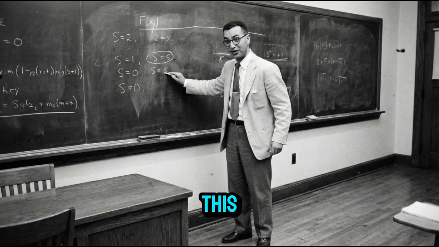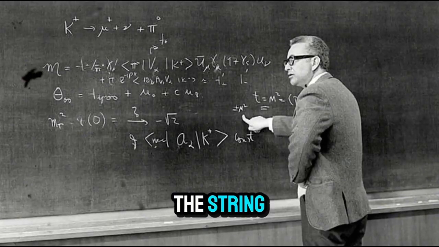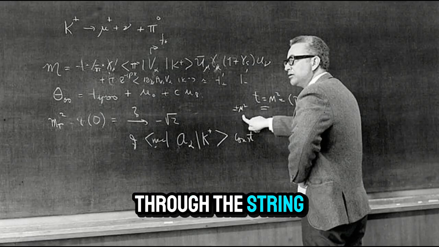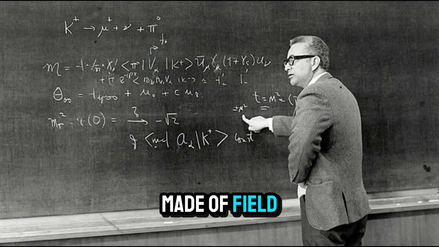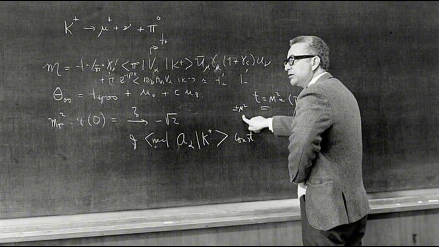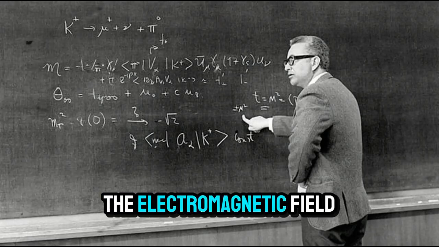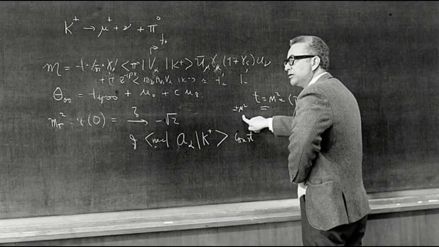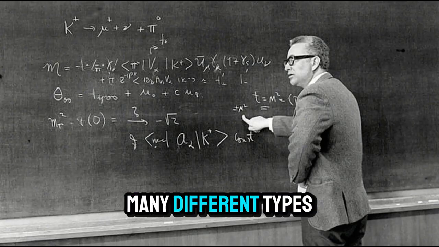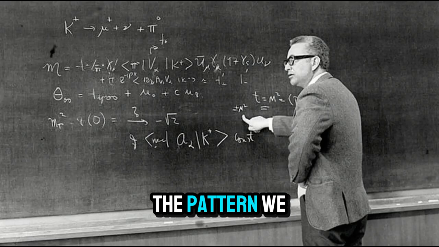Let me give you another way to think about this. Imagine you have a violin string. Pluck it, and you get a wave traveling along the string. The wave isn't made of string material. It's a pattern of motion propagating through the string. Similarly, light isn't made of field material. It's a pattern of disturbance propagating through the electromagnetic field. But unlike a violin string, which is made of atoms and has edges and boundaries, the electromagnetic field fills all of space uniformly. It has no beginning and no end. And unlike a violin string, which can support many different types of waves, the electromagnetic field can only support one type of wave pattern, the pattern we call light.